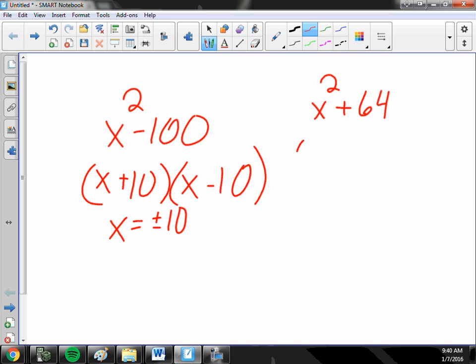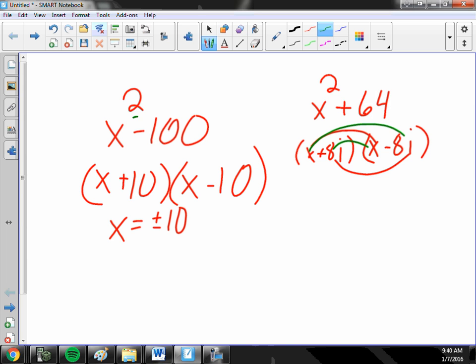but if I did x plus 8i and x minus 8i, when I multiply that, I get x squared, and that's going to give me negative 64i squared, which turns into plus 64, and by the rule of conjugates, the other two terms are going to cancel. This and that cancel. So a difference of squares factors into real number conjugates. A sum of squares factors into imaginary number conjugates. So this would be x equals plus or minus 8i. All right?